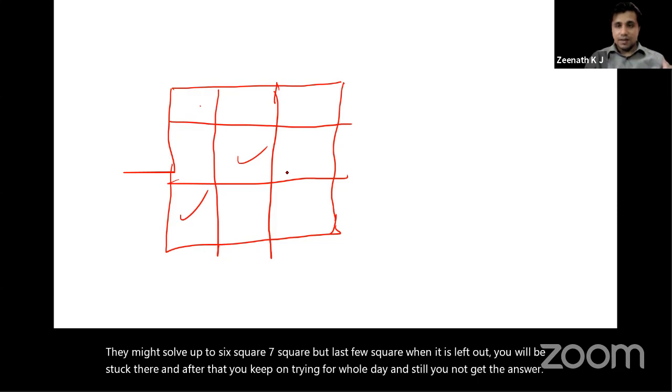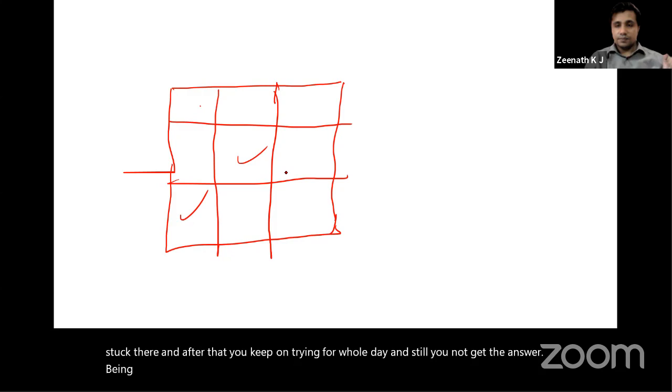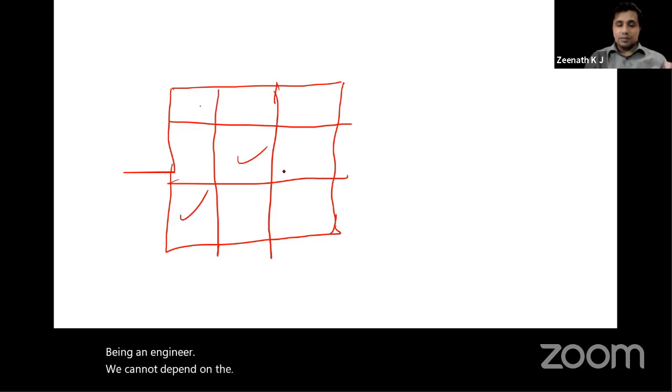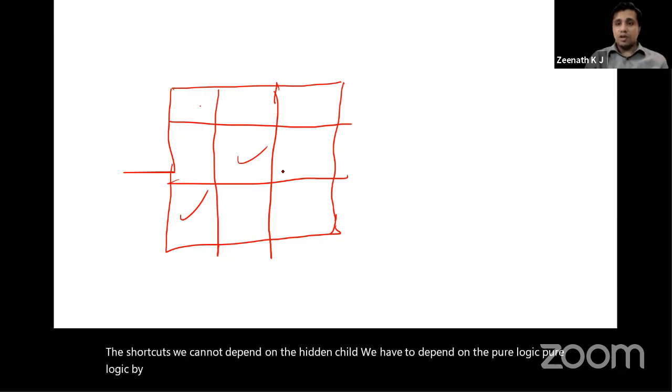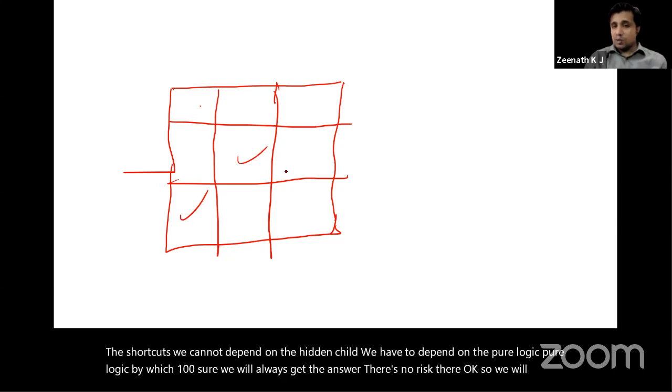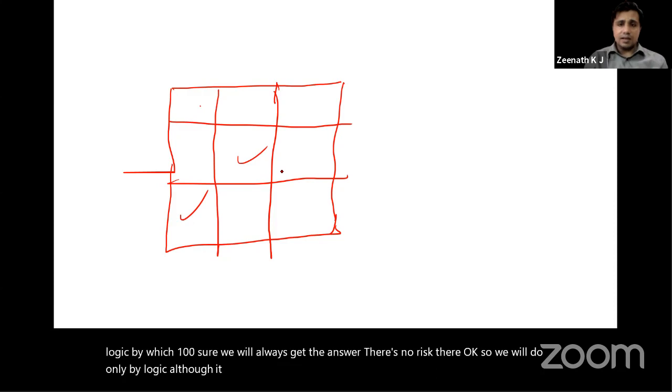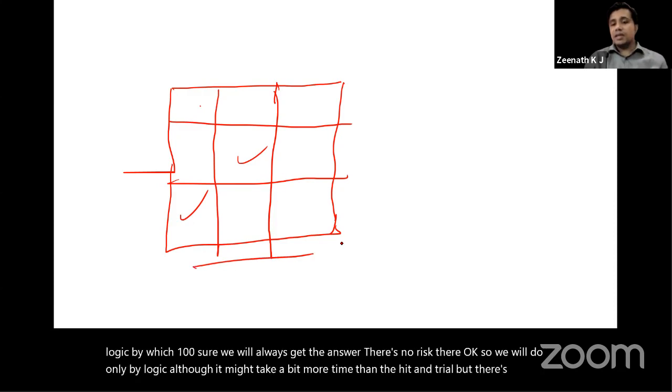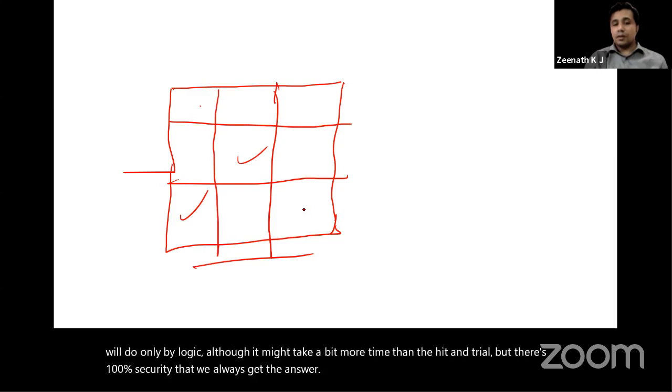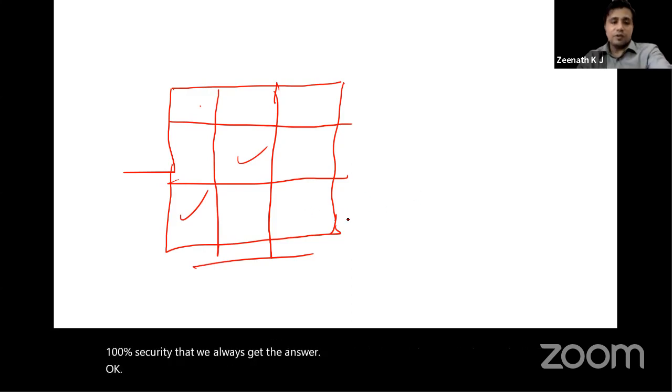Being an engineer, being talented, we cannot depend on shortcuts. We cannot depend on hit and trial. We have to depend on pure logic, pure logic by which we are 100% sure we will always get the answer. There's no risk there. So we will do it only by logic. Although it might take a bit more time than hit and trial, there's 100% surety that we always get the answer, so that's why we'll follow this only.